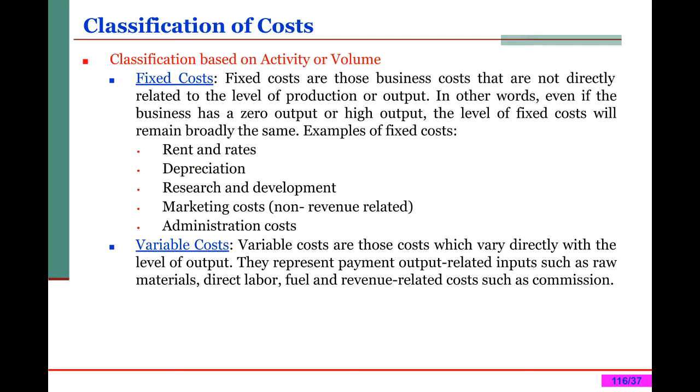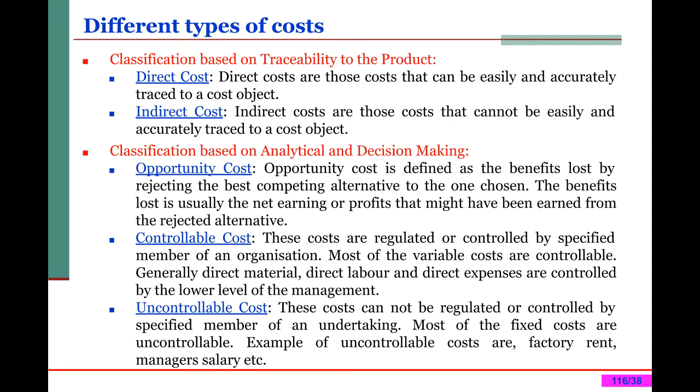Variable costs. Variable costs are those costs which vary directly with the level of output. They represent payment for output related inputs such as raw materials, direct labor, fuel, and revenue related costs such as commission.